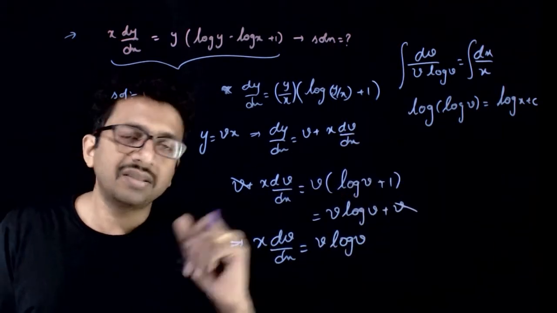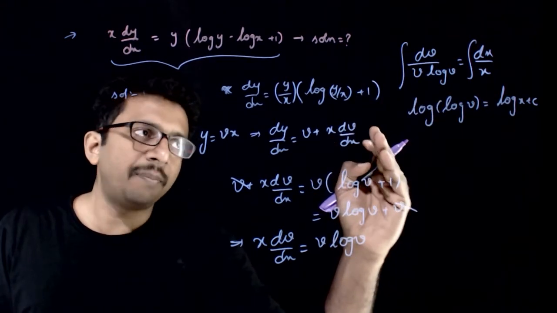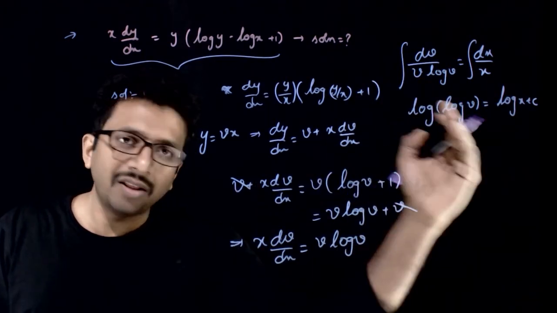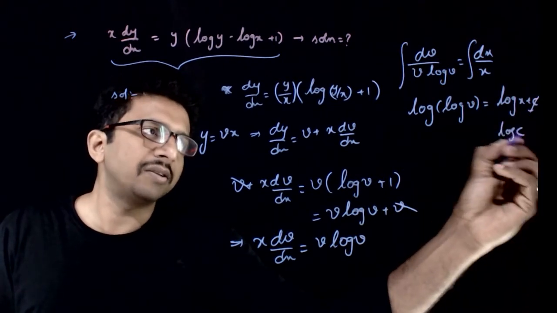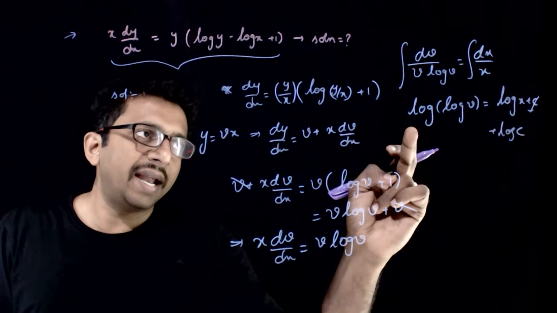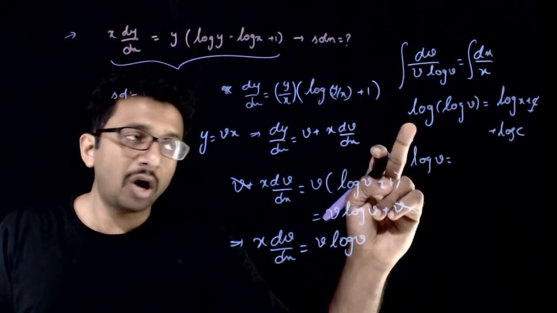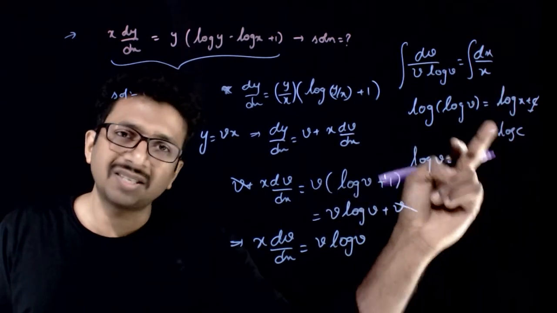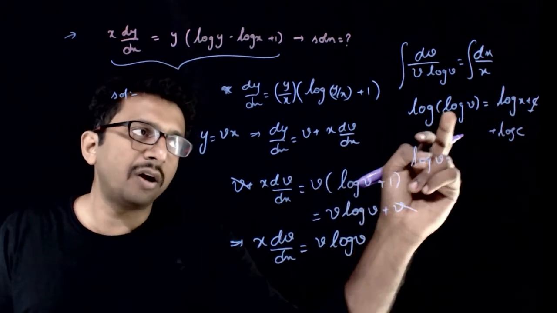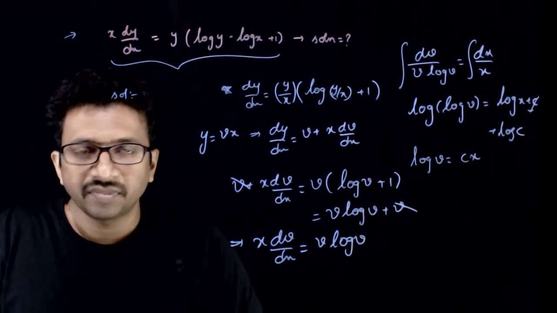This is the solution of this differential equation. Instead of c, I can assume it as log c. Then log of log v is equal to log x plus log c, which is log of cx. So log of log v is equal to log of cx. So log v is equal to cx.